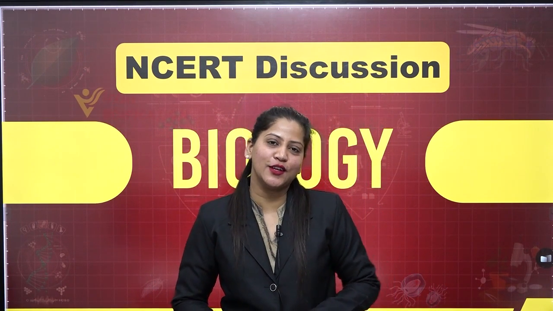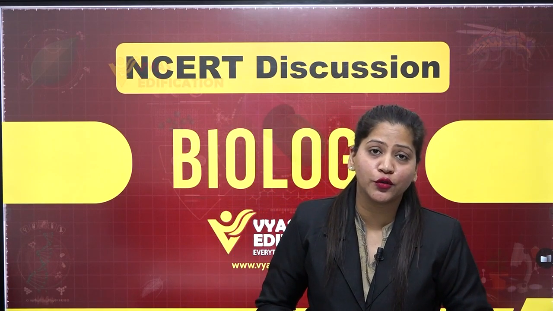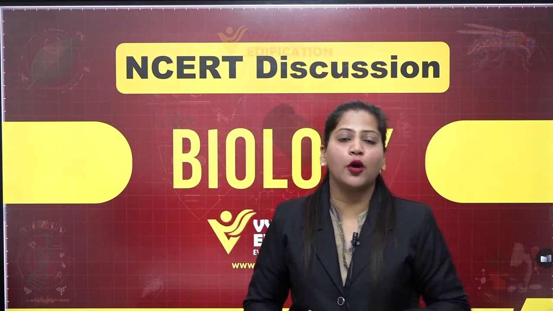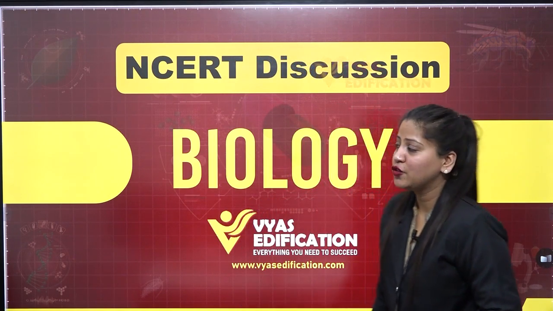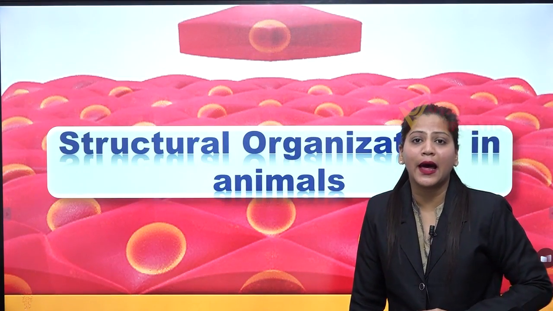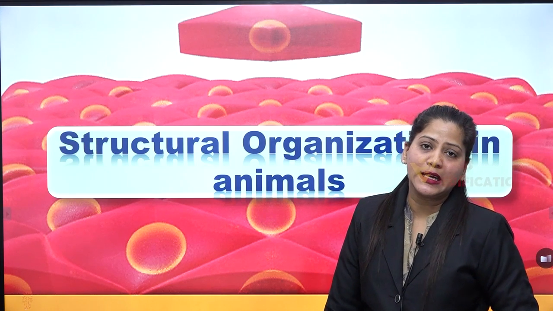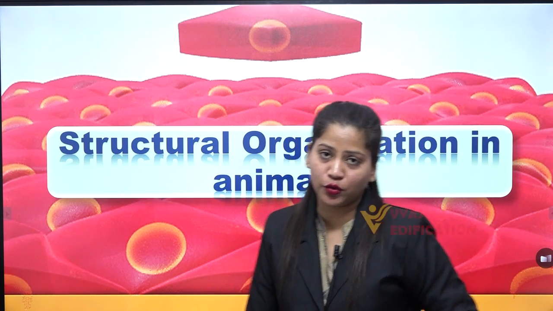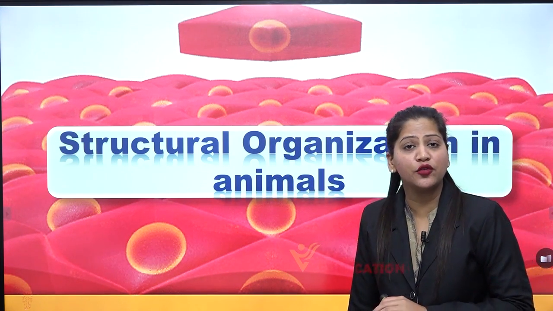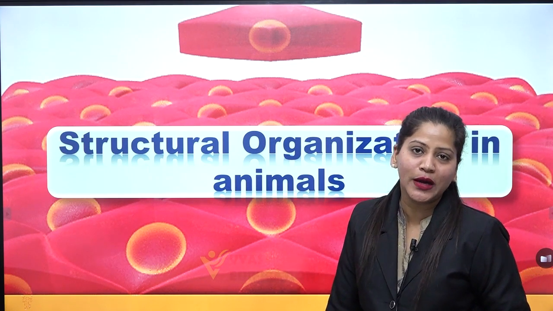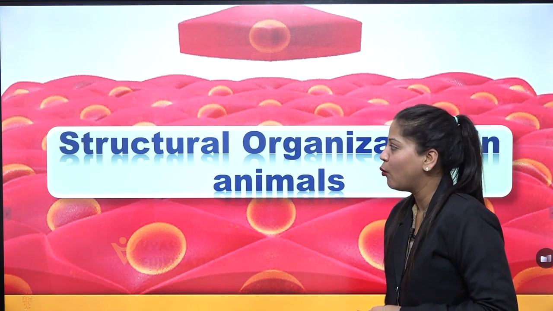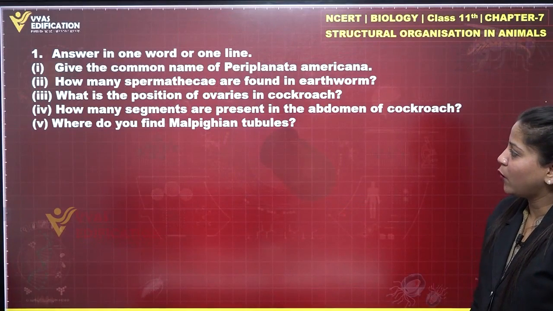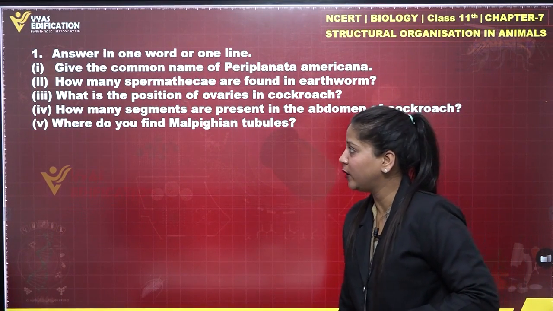So today in the series of NCERT discussion, we are going to discuss NCERT questions of chapter number 7 from class 11th, that is Structural Organization in Animals. This chapter contains 14 questions in total and we are going to discuss each and every question of the NCERT textbook here in this session only, one by one. So let's see what the first question is actually asking.